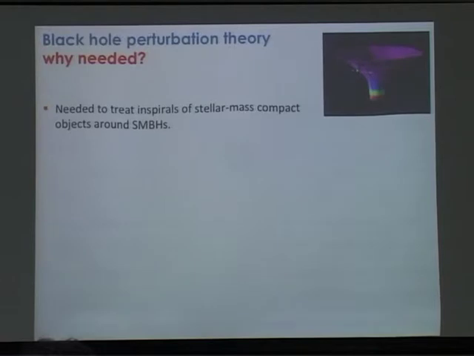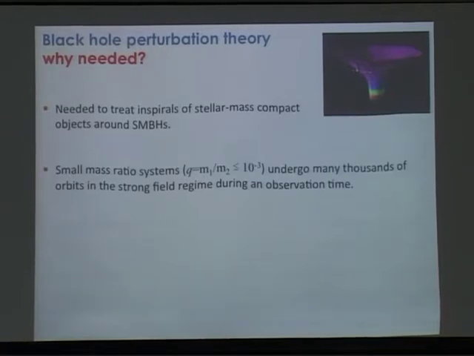So now let's talk about black hole perturbation theory. Why do we need to use black hole perturbation theory? We want to be able to treat this other class of objects, which are a small compact object going around a big black hole. The problem here again is I have this small mass ratio, so this little black hole is going to be doing thousands or millions of orbits around this big black hole.